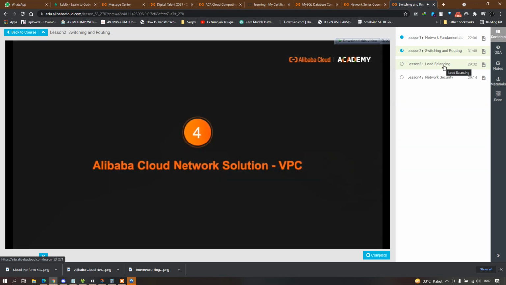Okay, so after we have learned everything about the networks, for the last part, I'd like to show you what the network architecture on the cloud is. So in this section, I'd like to introduce you to the Alibaba Cloud network solution, VPC. So let's get started.